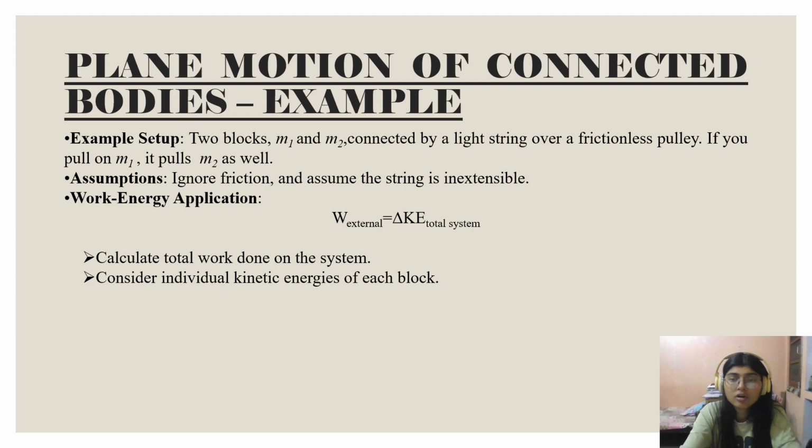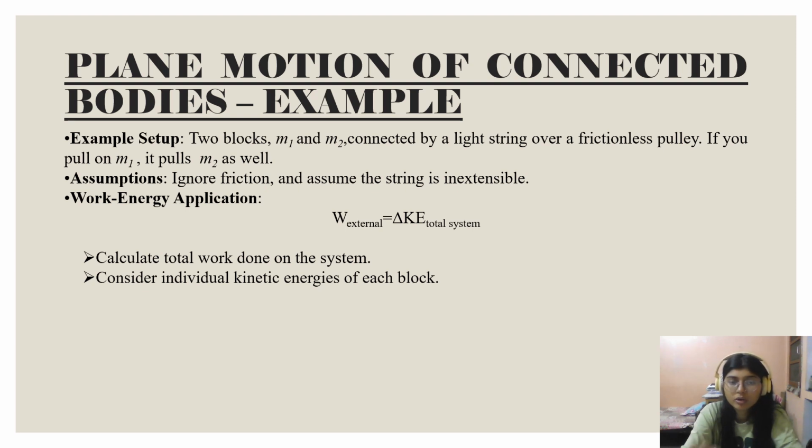And plane motion of connected bodies, like we explained earlier, has two blocks m1 and m2 connected by a light string over a frictionless pulley. We are assuming that the pulley is frictionless here, and if we pull m1, it pulls m2 as well. So the assumptions are that we are ignoring the friction, and we are also assuming that the string is inextensible. Only under such scenarios will m1 and m2 react accordingly.